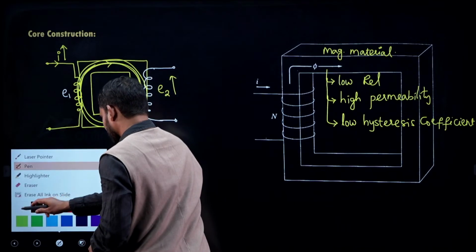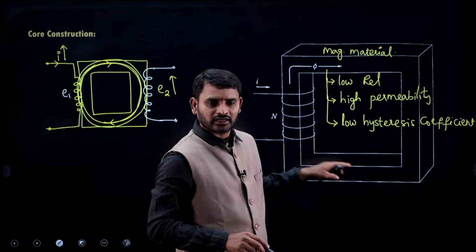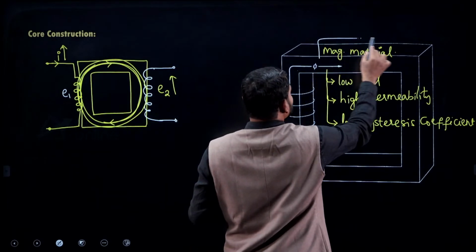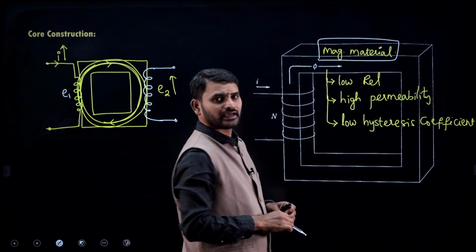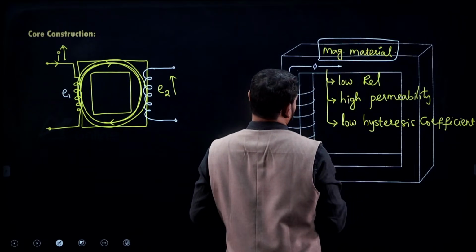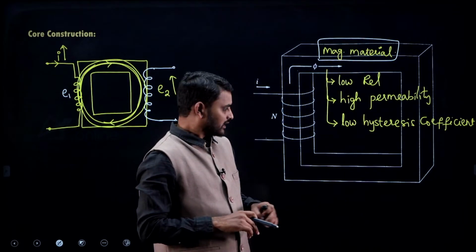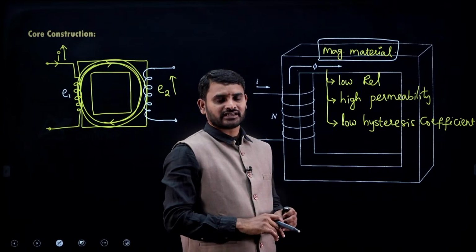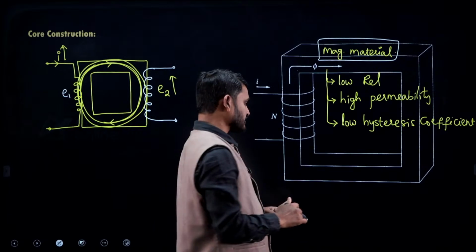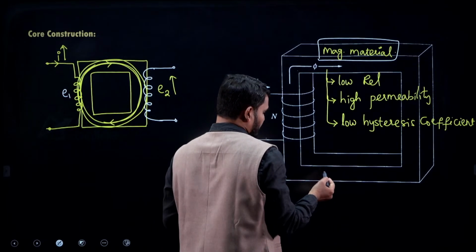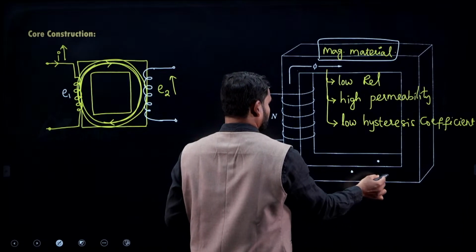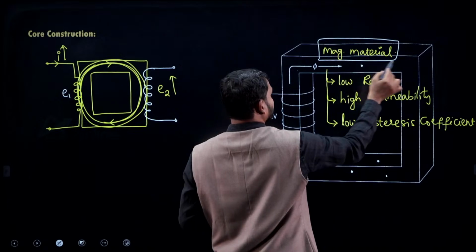While the flux is establishing through the core, no material is 100% perfect. Yes or no? No material is 100% perfect. It has some impurities. So, what I am trying to say is, this is not exactly 100% magnetic material. It will possess some conducting properties also. What are the conducting properties? How can you represent the conducting properties? With the free electrons. Yes or no? So, here and there I can represent free electrons.